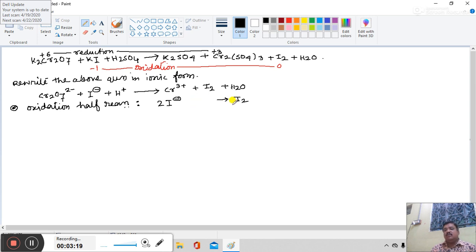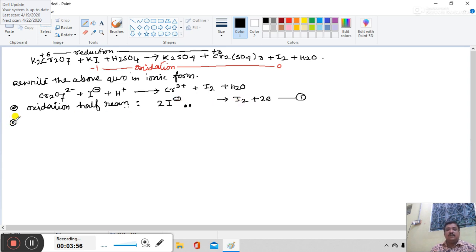After balancing the atoms, we balance the charge also. 2I- means 2 excess electrons are present on the left hand side, and I2 means no excess electron is present on the right hand side. For this reason, we write +2e on the right hand side. After we write 2 electrons on the right hand side, the reaction is balanced electronically as well as atomically.